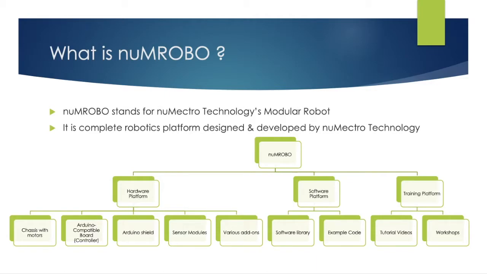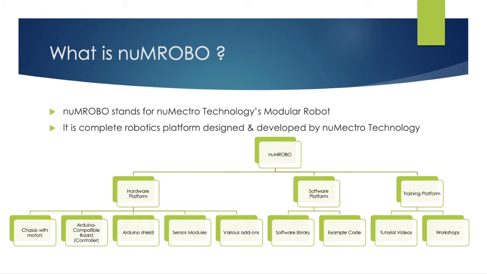Now the hardware platform consists of base chassis, motors, Arduino and Arduino shield, various sensor modules and various other add-ons. The software platform comprises a software library using which you can program your robot, and various example codes which will make it easier for you to understand the basic concepts of nuMROBO programming.